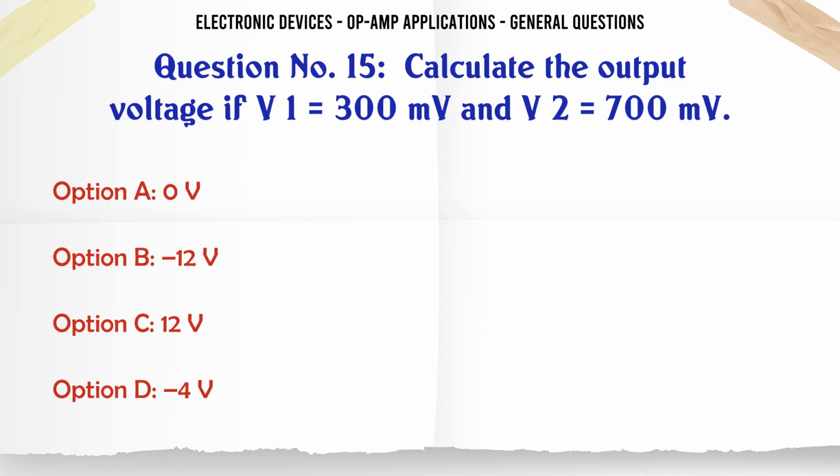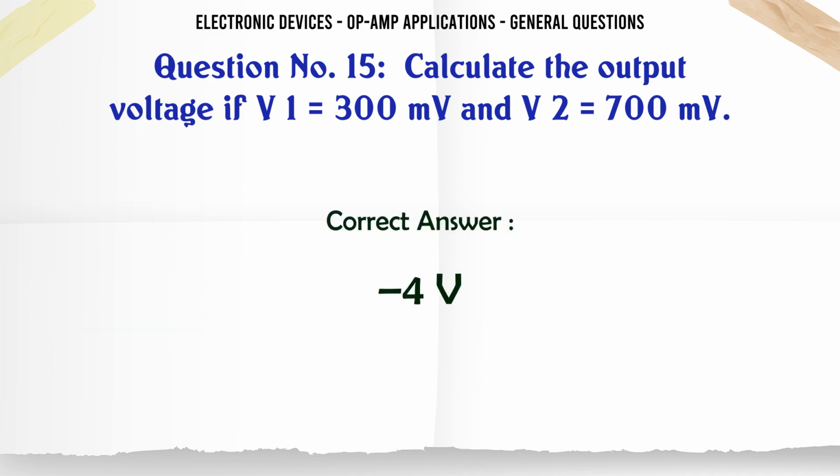Calculate the output voltage if V1 = 300 mV and V2 = 700 mV. A: 0 V. B: 12 V. C: 12 V. D: 4 V. The correct answer is 4 V.